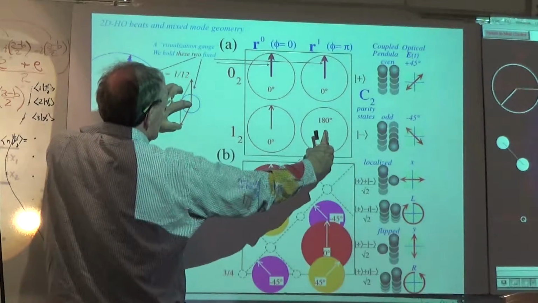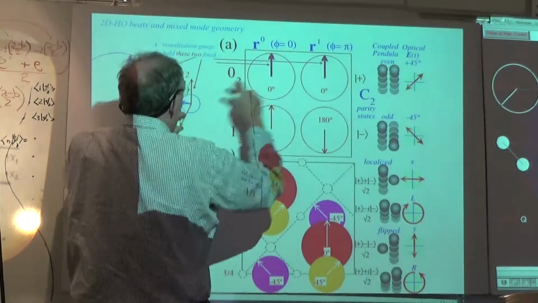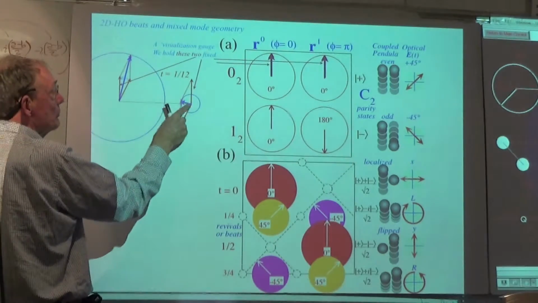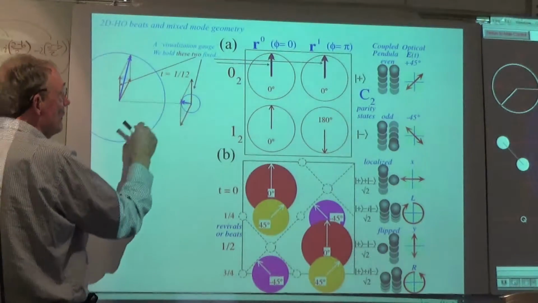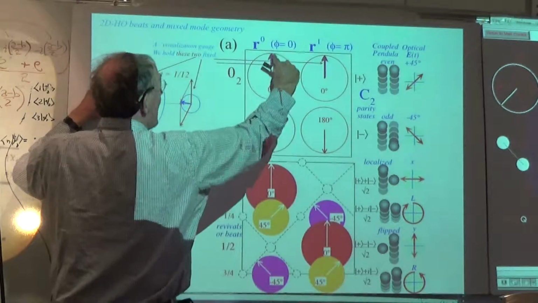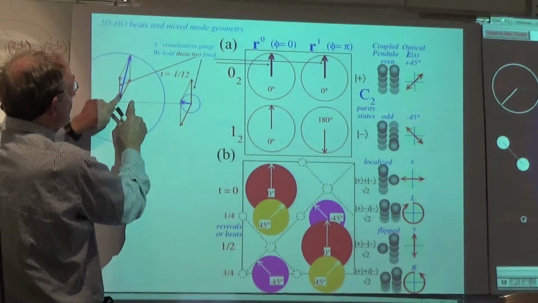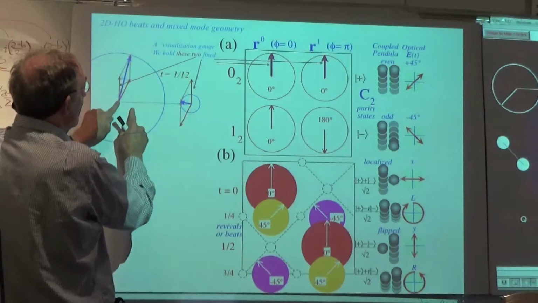That's this one, right? And we're going to get the sum of that and that, which is a little vector pointing this way. And this one's going to be a sum of this one having ticked over to here and that one, which is that one right there. So the sum of those two is this big long vector pointing out here.